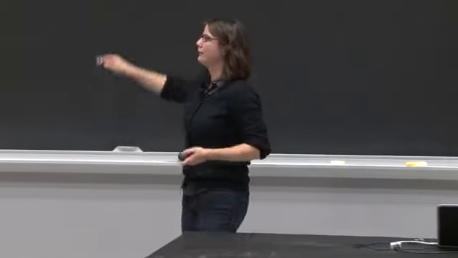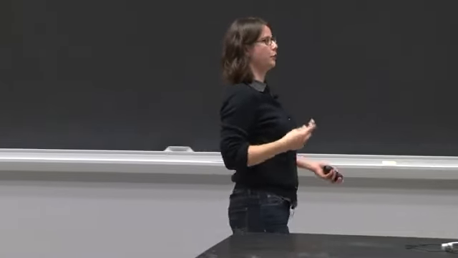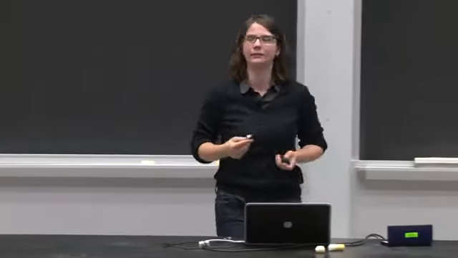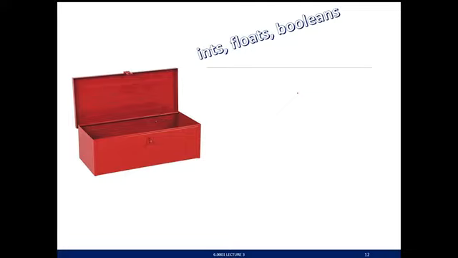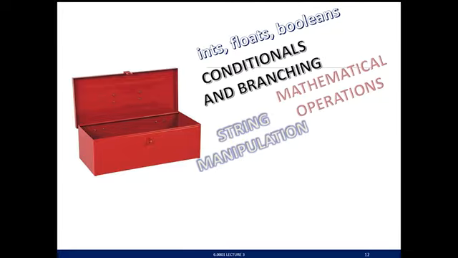All right, so this was our toolbox at the beginning of this course. We are 2.5, I guess, lectures in. These are the things we've added to it. We know integers, floats, booleans. We know a bit of string manipulation, math operations. We added recently these conditionals and branching, to write slightly more interesting programs. And now we have loops, for and while loops, to write more interesting and more complicated programs.